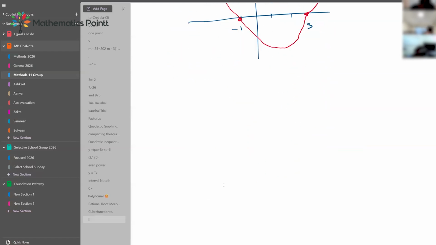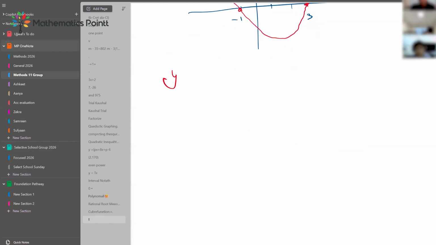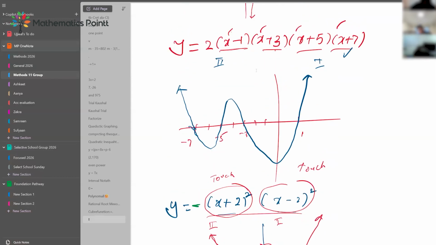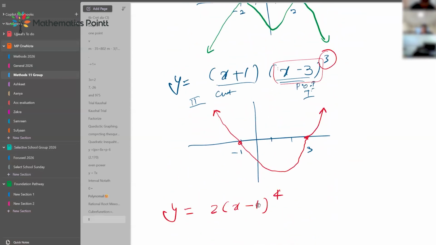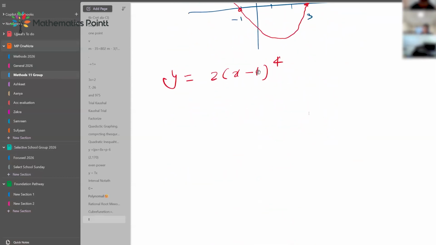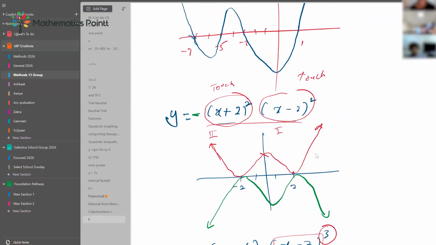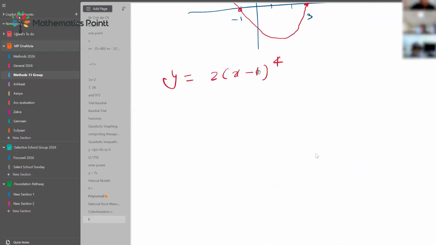Now, let's try another one. y equals, let's say, 2x minus 1 raised to the power of 4. So I've taken all the variations of a quartic. I took all the linear factors, then I took a double root, then I took a triple root. Now I'm taking 4 roots. Look at my rule: an even or double root is a touch, a parabolic touch, right? So this is one.